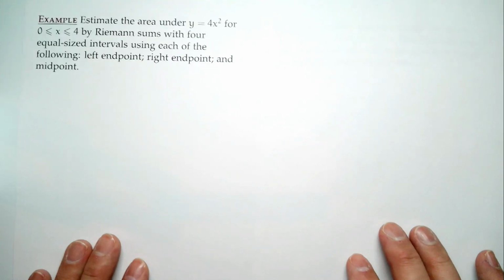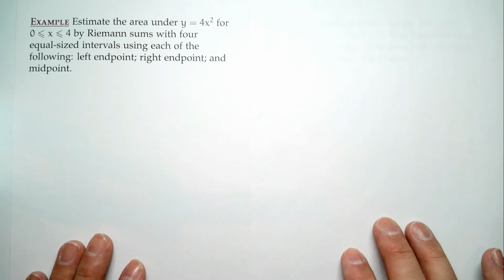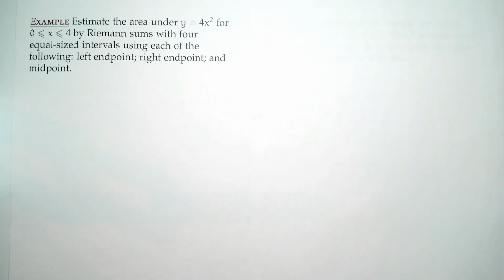All right, so let's do a nice problem. Estimate the area under y equals 4x squared for 0 less than or equal to x less than or equal to 4 by Riemann sums with 4 equal-sized intervals using the left endpoint, the right endpoint, and the midpoint. So let's go through our process.